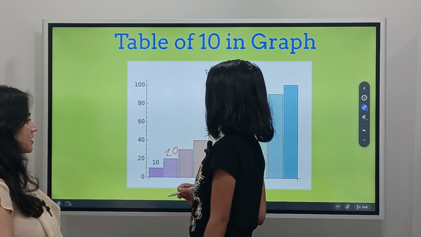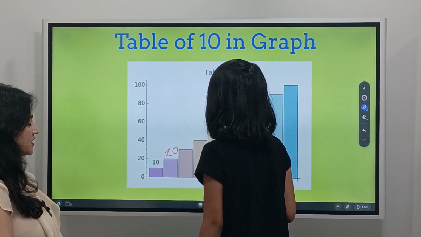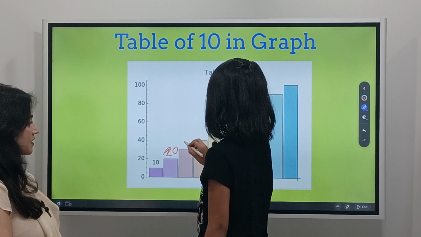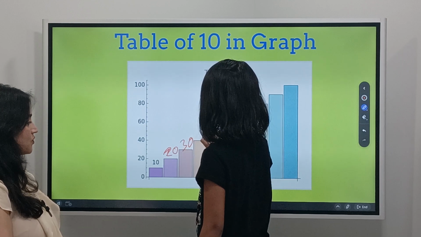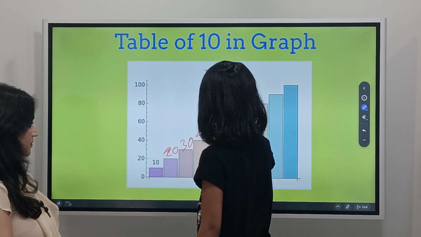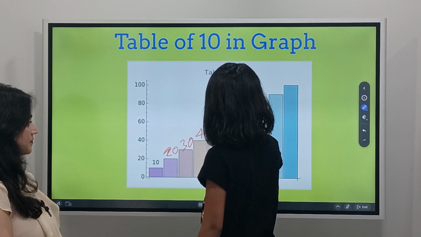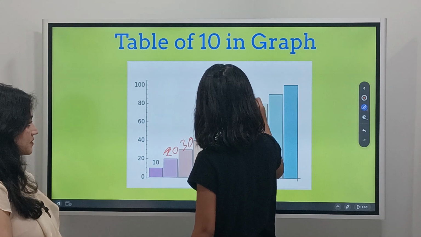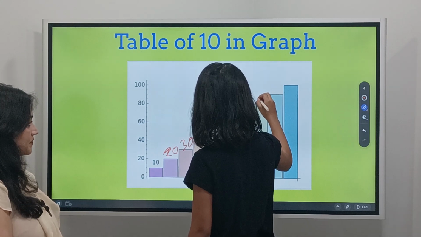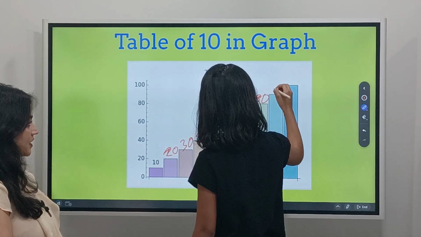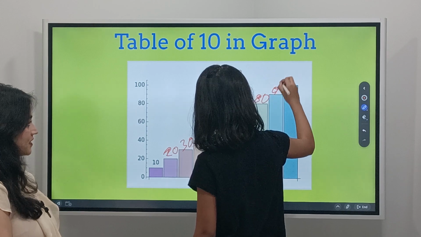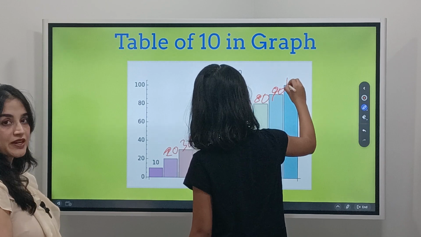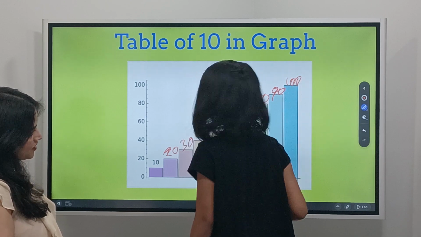That looks like a zero. Yeah, zero. 20. Say it with the word. 30, 40, 50, 60, 70, 80, 90, and 100. So the bar is 100.